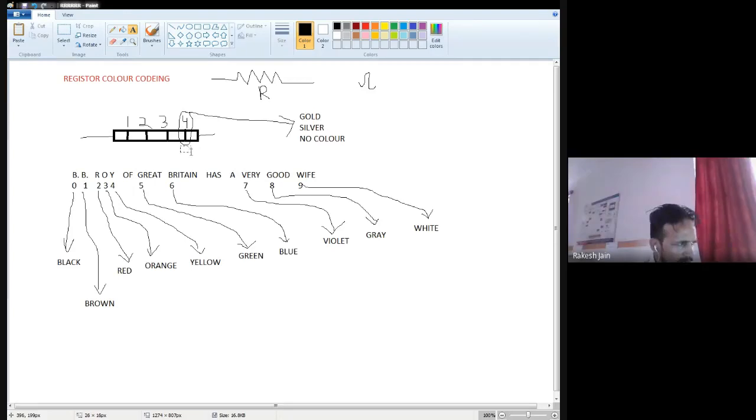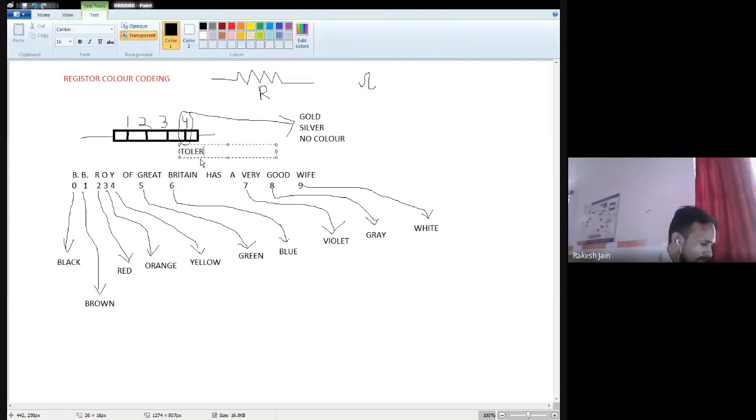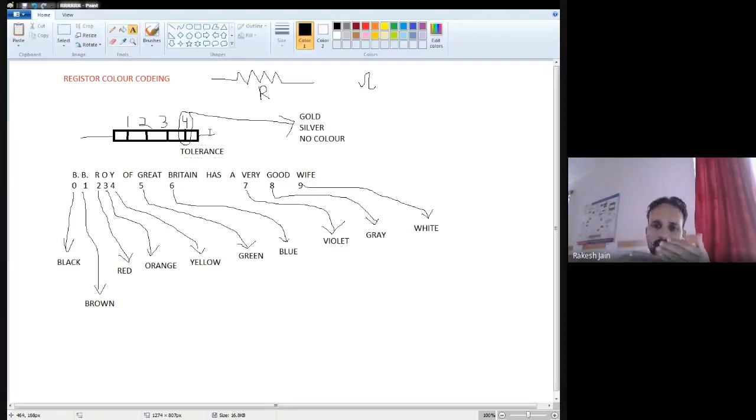Generally gold is available. This color band is always known as tolerance. How much up and down is there? For example, if you have 100 rupees with 5% tolerance, it means 100 multiplied by 5 divided by 100, that is 5 rupees. So the range is from 95 to 105, 5 down or 5 up. That is known as tolerance.